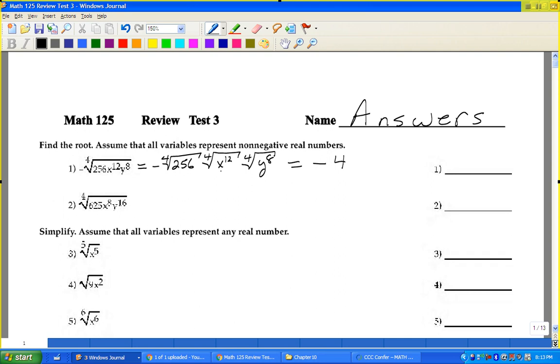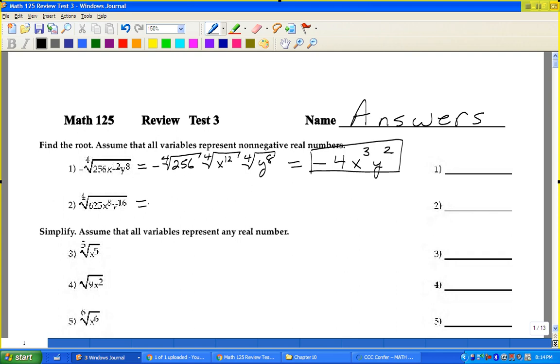Next, 12 divided by 4 is 3, and so the fourth root of x to the 12 is x cubed. And I don't have to worry about the absolute values in this case because it says that x here is non-negative. The fourth root of y to the 8, well, 8 divided by 4 is 2, and so I get y squared. And that is your answer.